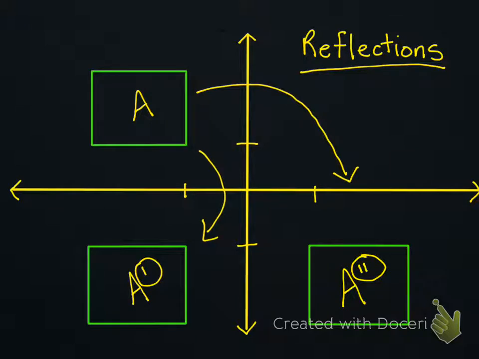I know you're wondering, is there a triple prime? Sure there is a triple prime if you were to do something else to it. Three transformations, triple prime. All right, so that's pretty much reflections in a nutshell, guys. And the question is, is there an easier way? And I said that's going to be kind of up to you. So let's take a look at what we can do.